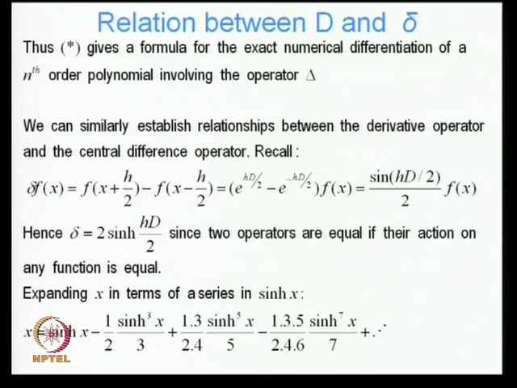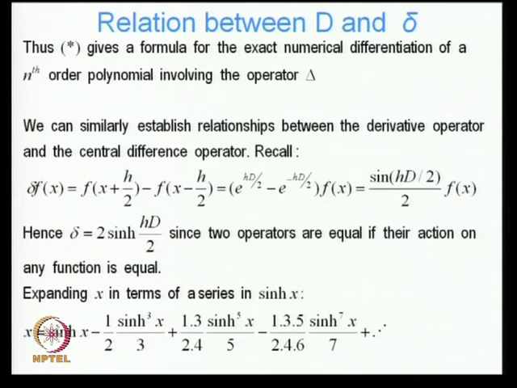So, f of x plus h by 2, I can write as e to the power h by 2 times D, and f of x minus h by 2 I can write as e to the power minus h D by 2, operating on f of x. What is this? That is nothing but sine hyperbolic of h D by 2 divided by 2, times f of x. So, what do we get?